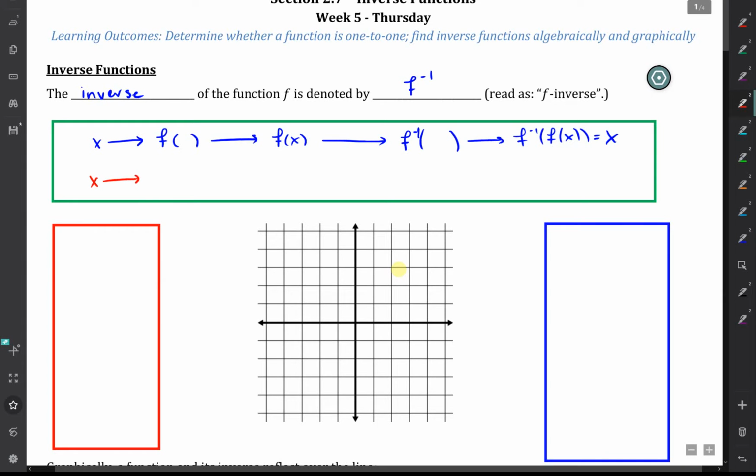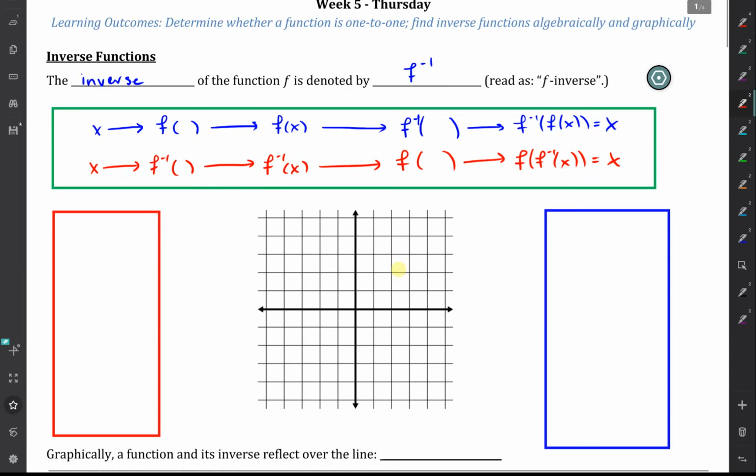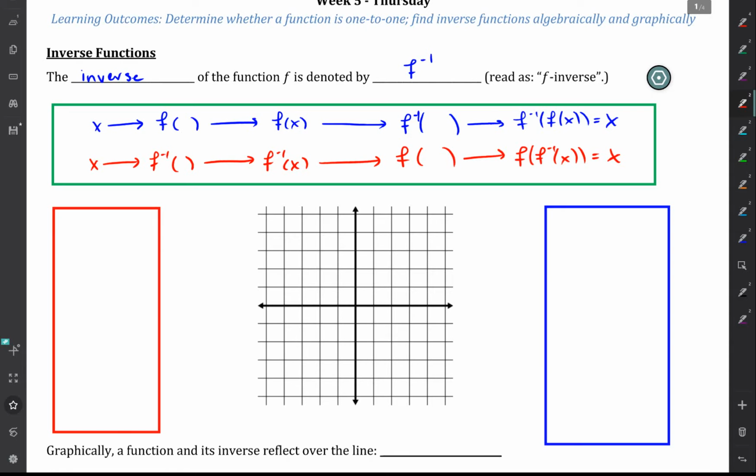So if I stick x into f inverse, then what comes out is f inverse of x. And if you stick that into the function f, what comes out is f of f inverse of x. And because these functions undo each other, what you end up with is x again. And so as an example, I want to draw a graph of a function f and x.